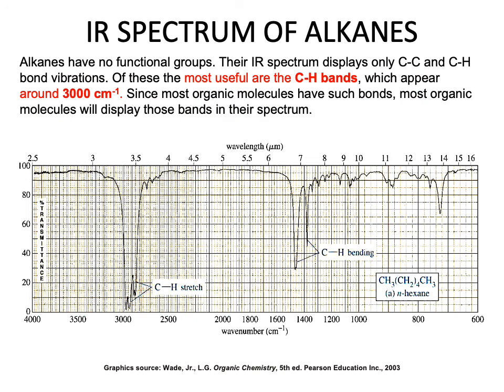So for the alkane, you see that we have the stretch of the CH around 3000. It shows some spikes very close to each other, and some bending for CH around 1400. But the one that you need to recognize is the CH stretch around 3000.